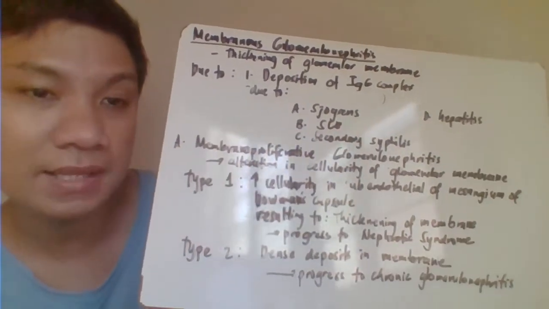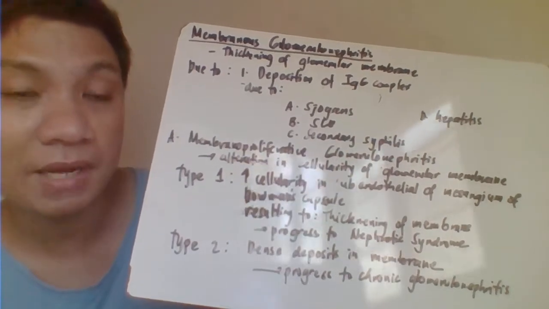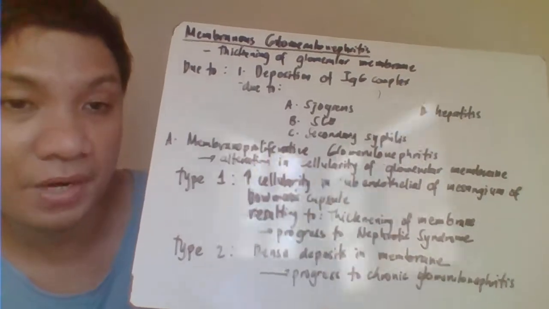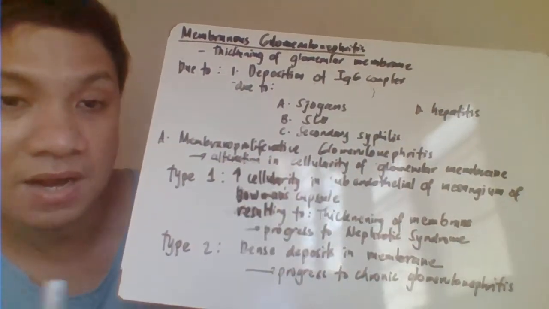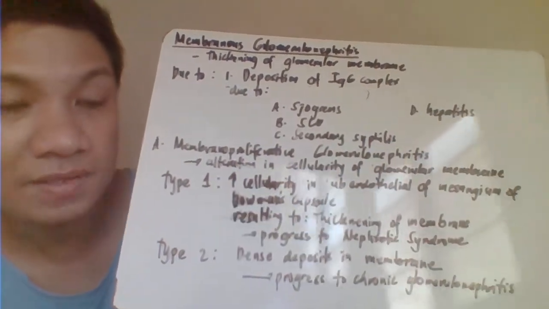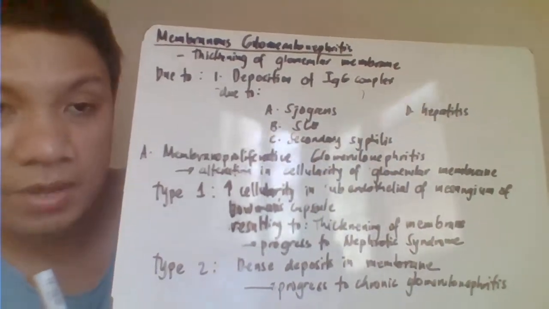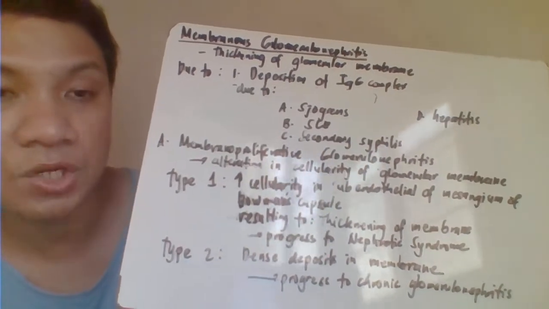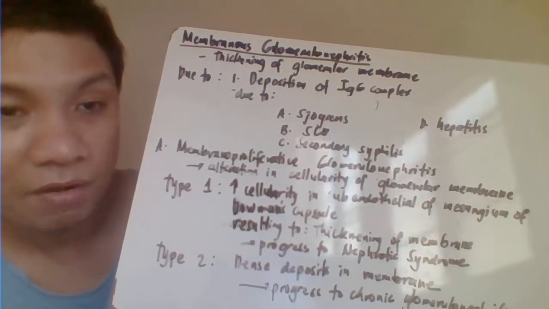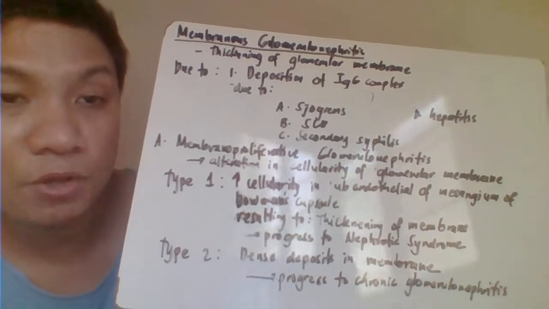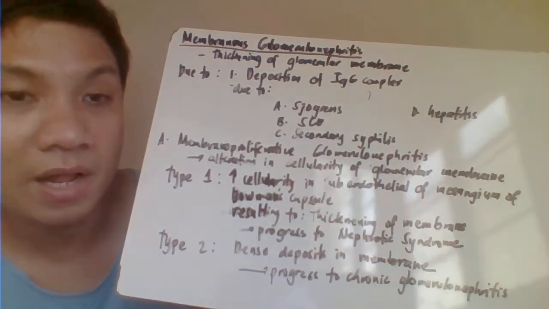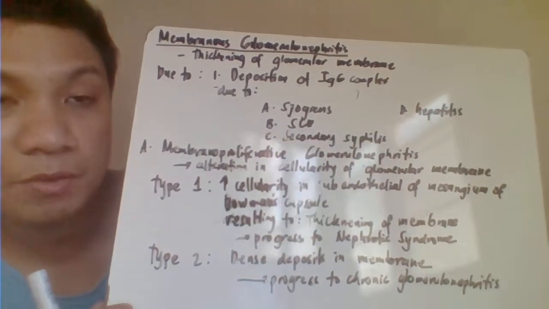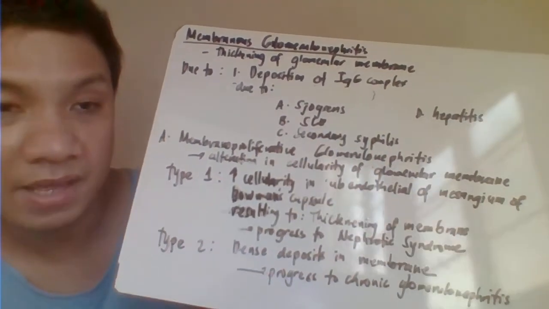Okay, if it is not treated, if you just leave it, eventually it will progress to become your nephrotic syndrome, which is a much more severe disorder with severe manifestations. The second one, we have your type 2. The type 2 here is an alteration by dense deposit of immune complex in your membrane, that would also alter the cellularity. Okay, the type 2, if left untreated, could progress to become your chronic glomerulonephritis.